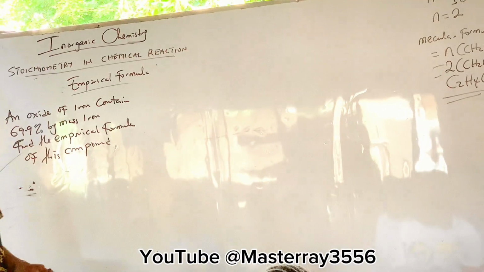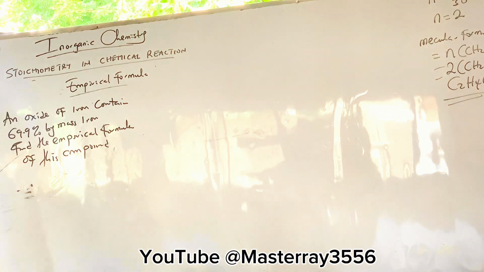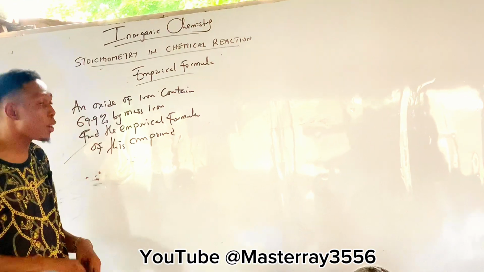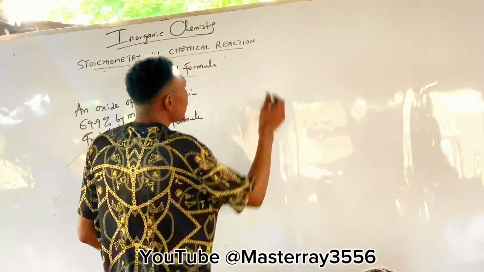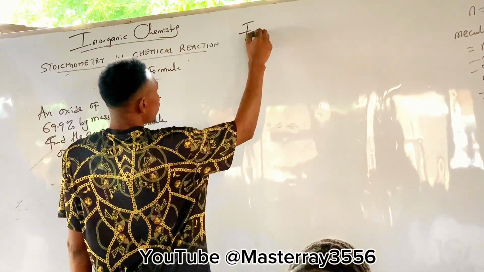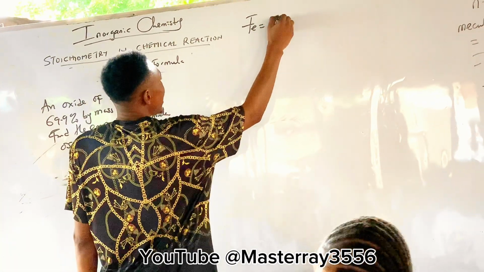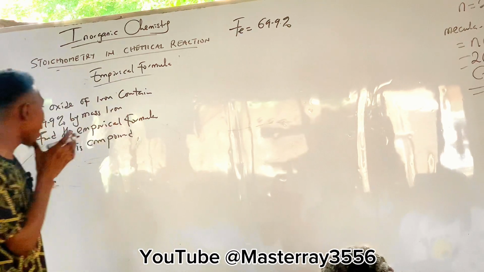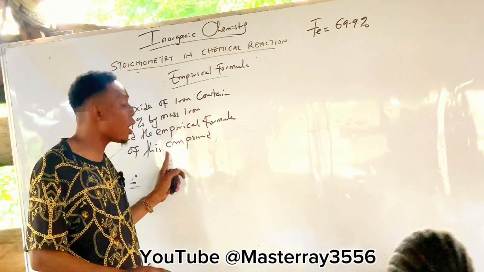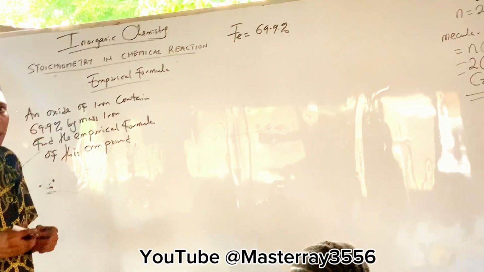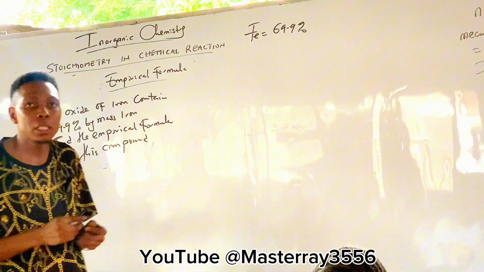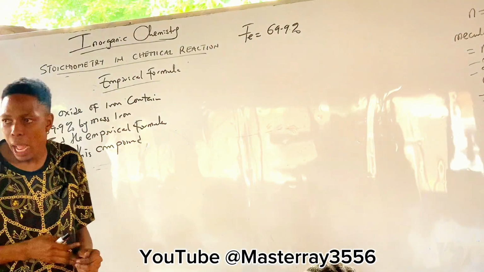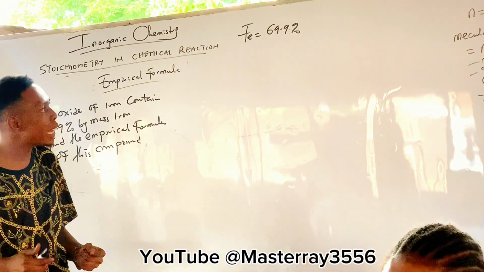An oxide of iron contains 69.9% by mass of iron, right? So we are given the percent of iron to be 69.9%. We are asked to find the empirical formula of the compound. Now, that's the only value given to us. And please, no noise. How do we go about that?